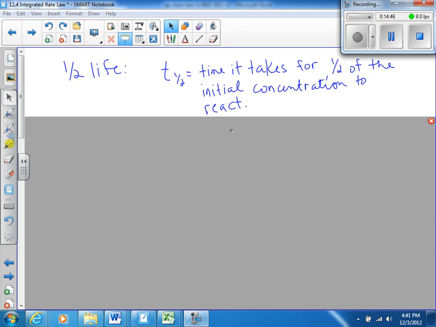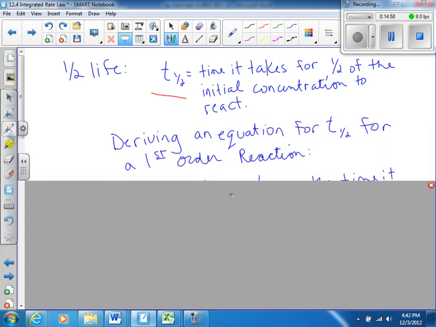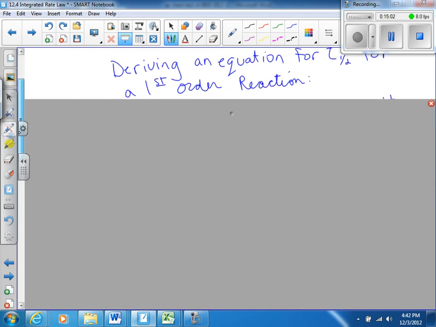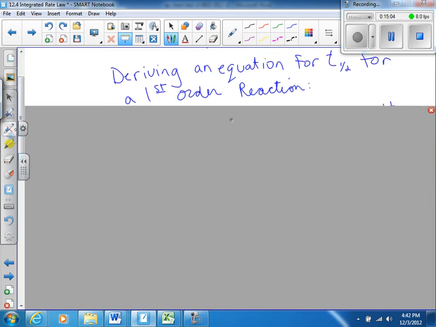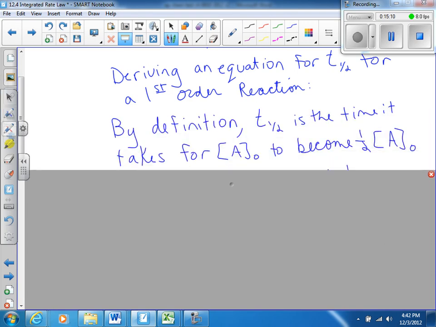And now we're going to talk about half-life. And half-life, t1/2, is defined as the time it takes for half of the initial concentration of any chemical to react. And we can derive an equation for the half-life for a first-order reaction. I'm going to derive this. If you don't care about the derivation, just skip forward until you get the actual equation for it.